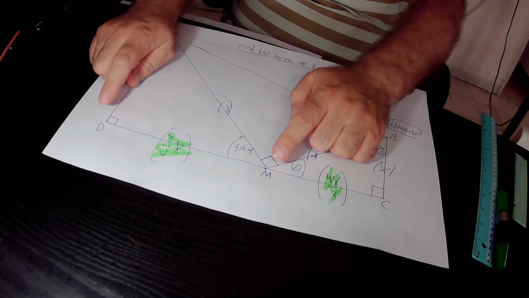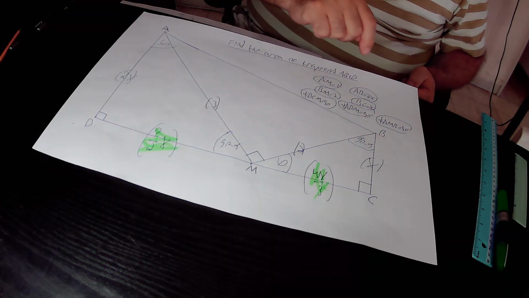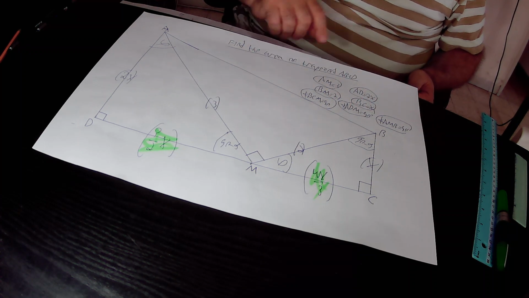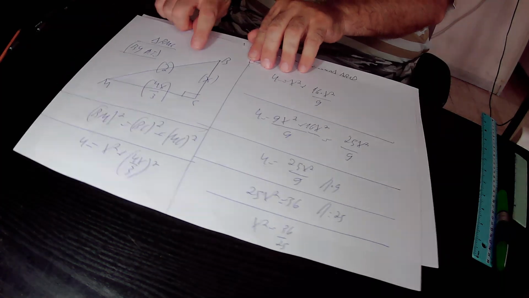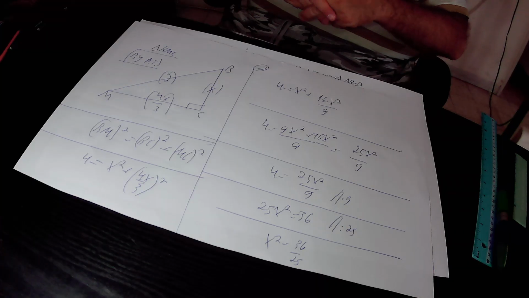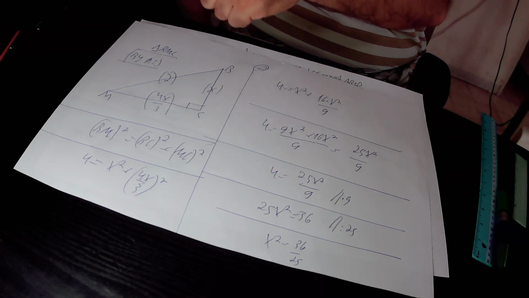The next step, I copy this small right triangle BMC onto a new page, and we implement the Pythagorean theorem in this small right triangle BMC. So actually, this is the small right triangle BMC that I copied from the original diagram. In this small right triangle BMC, BM squared, that is the square of the hypotenuse, equals BC squared plus CM squared.